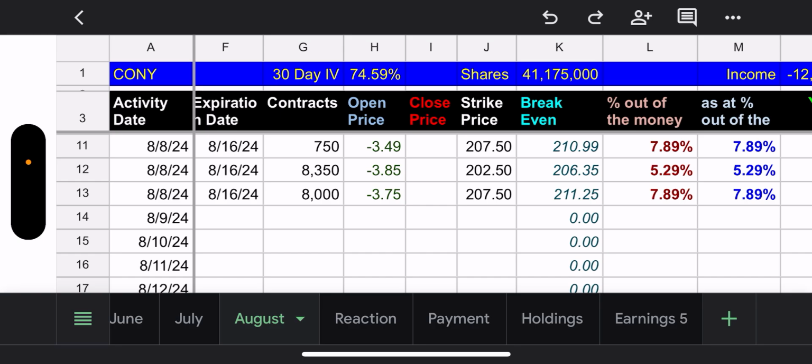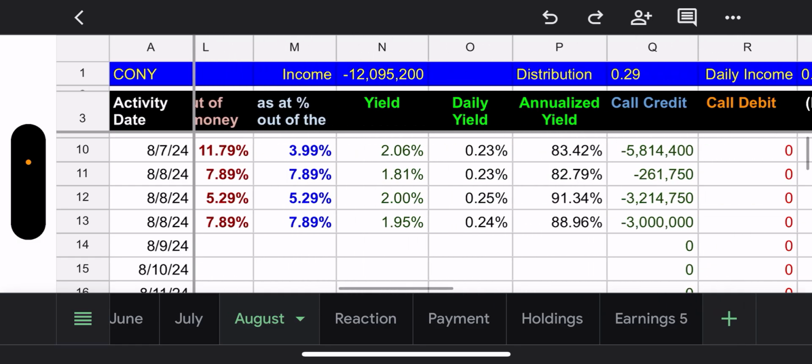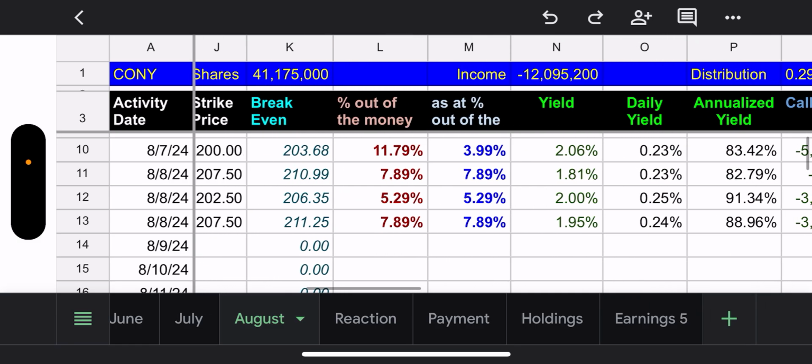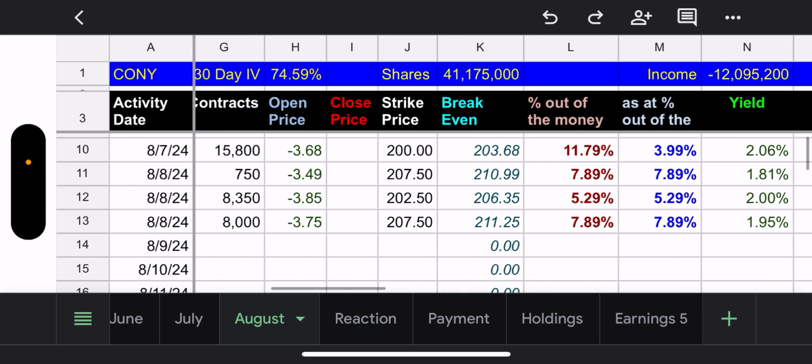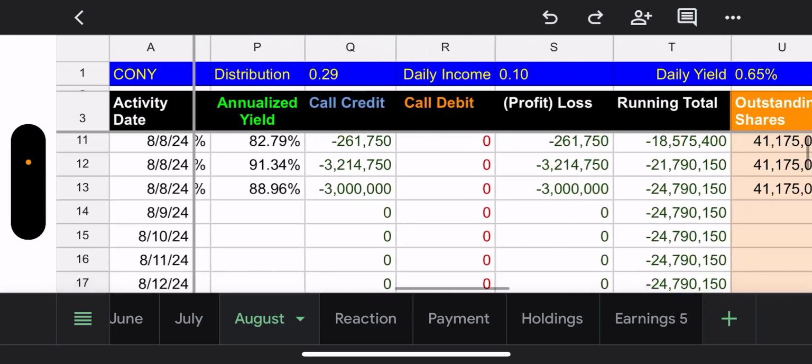8,750 contracts, 207.50 strike. That's 7.89% out of the money. And then 8,350 contracts, 202.50, 5.29% out of the money. And we talked about the other one. Again, that's a big position. That's 3.99% out of the money. These could get all blown through by next week if Coin has a massive recovery. But we'll see. What are these all yielding? Well, anywhere from 82 to 91%. Their 30-day IV is 74%. So a little aggressive there, a little aggressive.